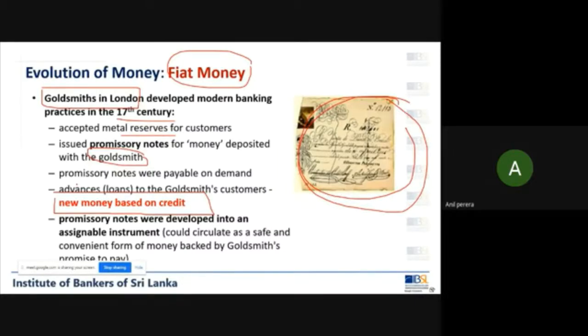What is the modern banking practice? Accepting money and issuing a note, which means a promise to pay. Even today, we have the same concept. They accept money and give you a receipt, a passbook or a fixed deposit receipt. And you can use it even to borrow. Those borrowings, those loans, create new money.